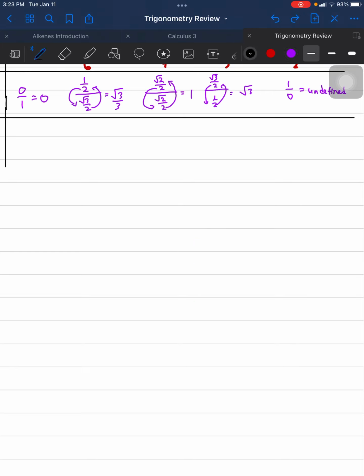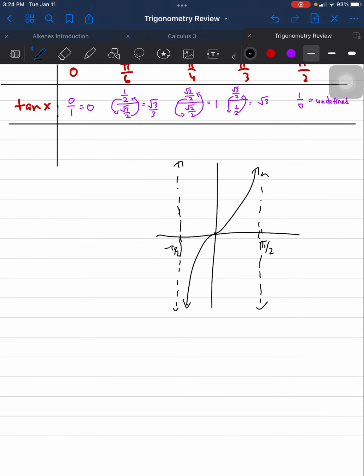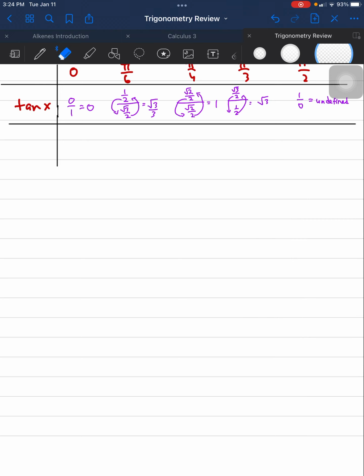So the graph of tangent looks something like this. Let me make this a darker color. The graph of tangent looks something like this. It looks like that, and has asymptotes at pi over 2 and negative pi over 2. So there's asymptotes right here. That's why it's undefined there. There's no specific value at pi over 2 that can be written for tangent. So we just say that tangent is undefined at pi over 2.